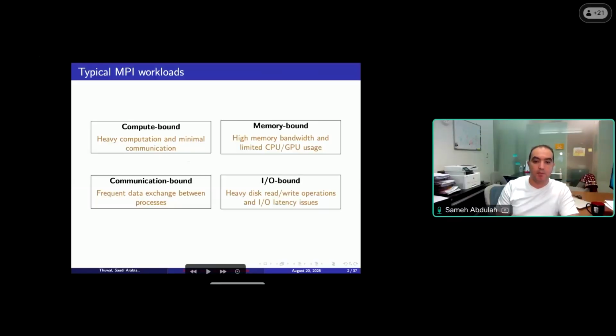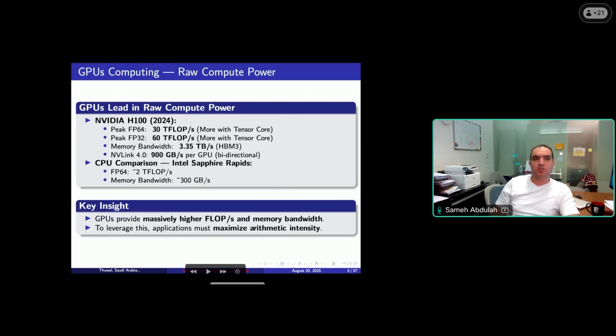kind of MPI operation. And the last one is related to I/O bound application, where you are reading and writing to disk so much. So these are the 4 types of MPI workloads that you can find in different scientific applications. So let's talk first about our motivation here.